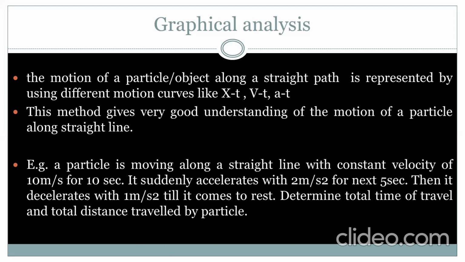So here you can observe the problem. A particle is moving along a straight line with a constant velocity of 10 meter per second for 10 seconds, and it suddenly accelerates with 2 meter per second square for next 5 seconds. Then it decelerates with 1 meter per second square till it comes to rest. Okay, so determine total time of the travel and total distance traveled by the particle. So we will represent this complete problem by using the graph.